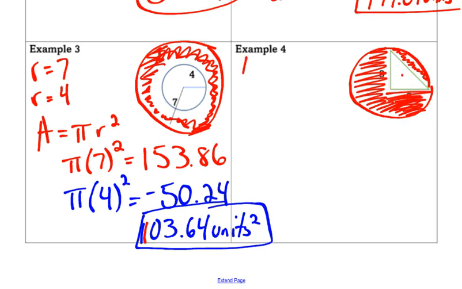So we're going to need to use two formulas here. Area of a circle, pi r squared. Area of a triangle is 1/2 base times height. We find the area of each of those parts and then subtract those two.